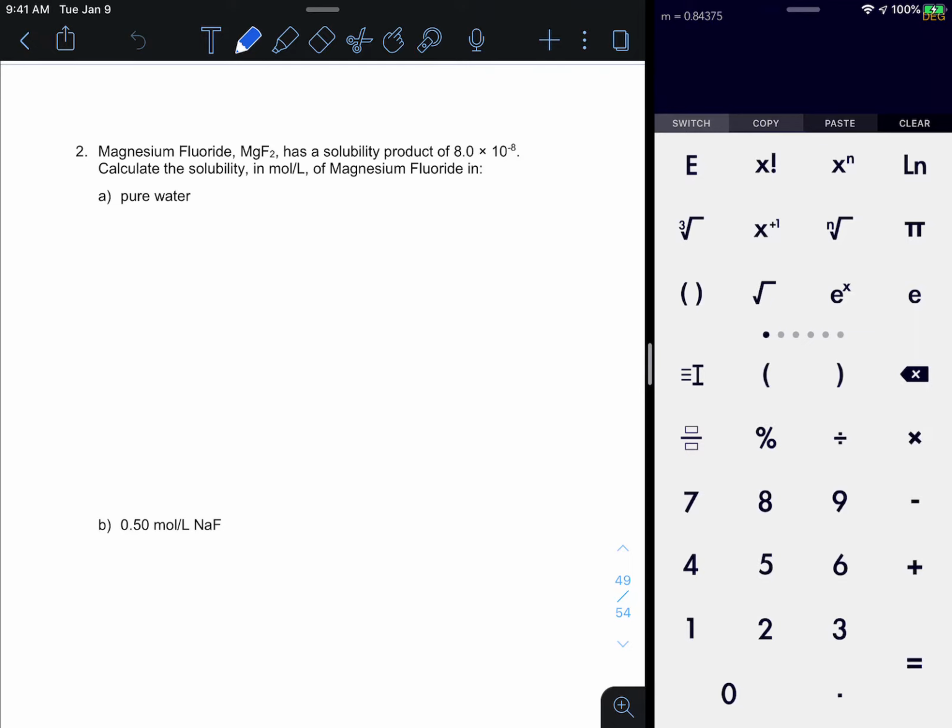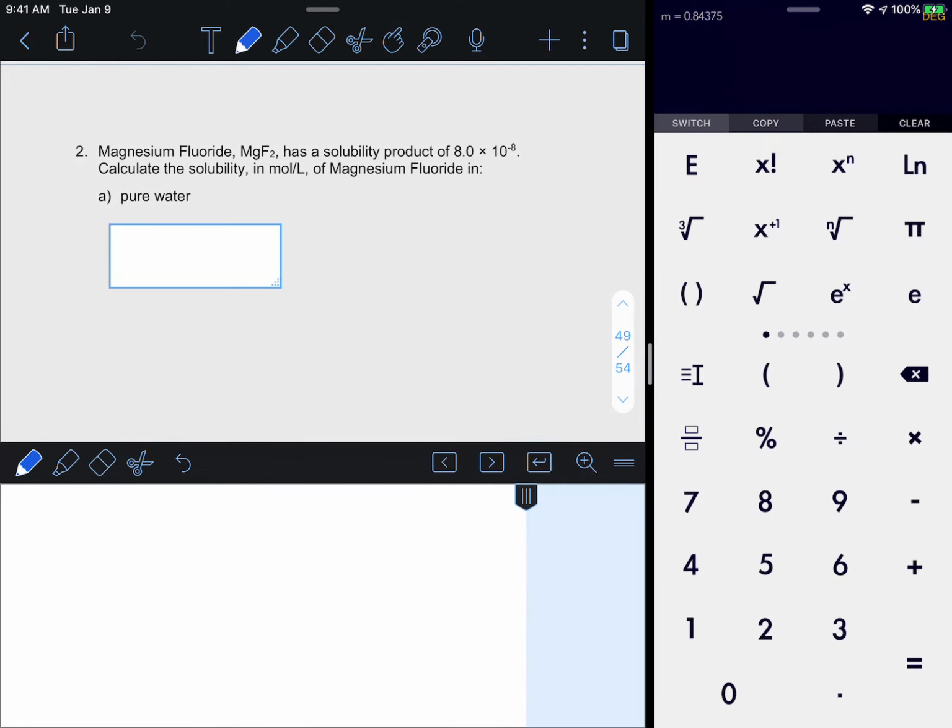Hello everyone. I just wanted to work through one more of these sets of common ion problems because they can be quite challenging. So let's give this a shot and see how it goes. Alright, so we have magnesium fluoride here. This has a solubility product of 8 times 10 to the negative 8. We want to calculate the solubility in moles per liter of the magnesium fluoride in pure water.